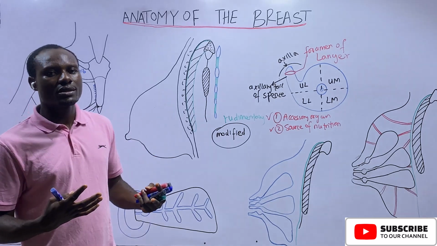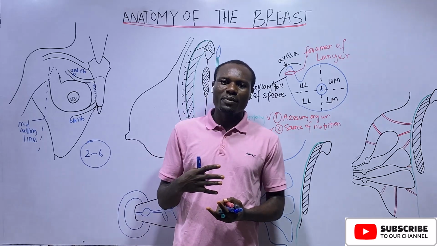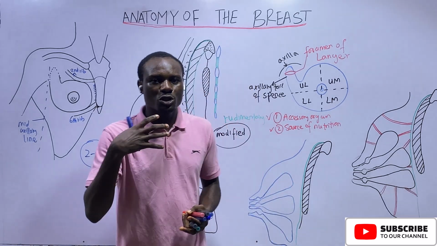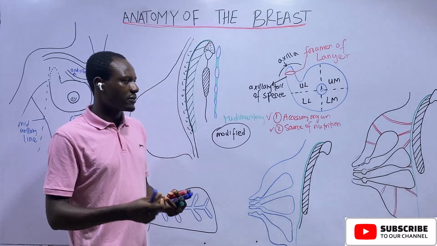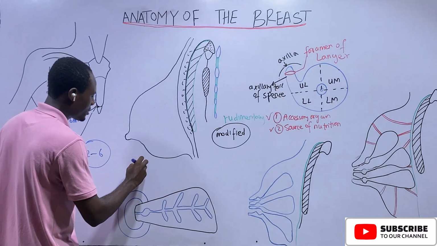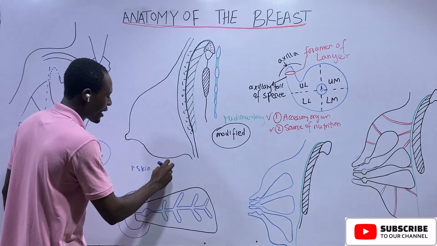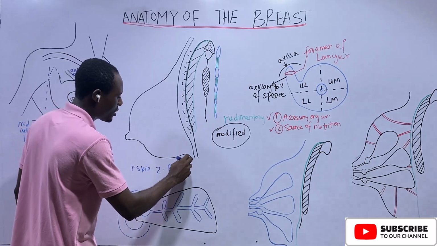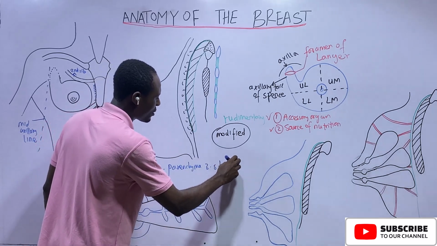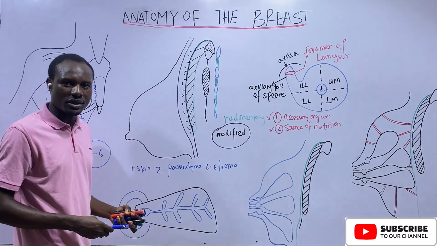In order to appreciate the anatomical structure of the breast, we look at it from the perspective of the composition or the components. So the structure of the breast is categorized into three. And they include, from outside in, we talk about the skin, we talk about the parenchyma, and you talk about the stroma. So skin is skin. Skin is the outermost covering of the breast, okay?